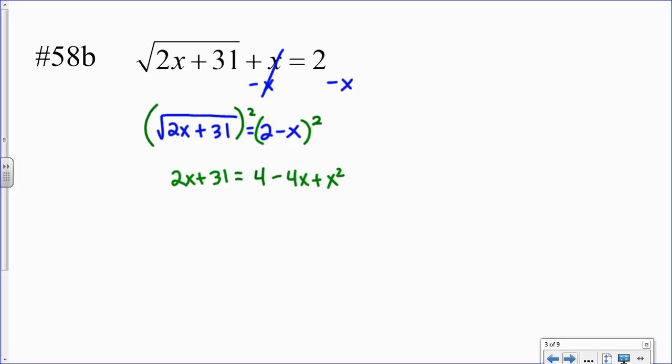Okay, I notice now that I have a quadratic. So when you solve a quadratic, I have the x squared, you need one side equal to 0. And you want the x squared to stay positive. So you're not going to subtract x squared. You're going to move 2x and 31 to the right side. Okay?